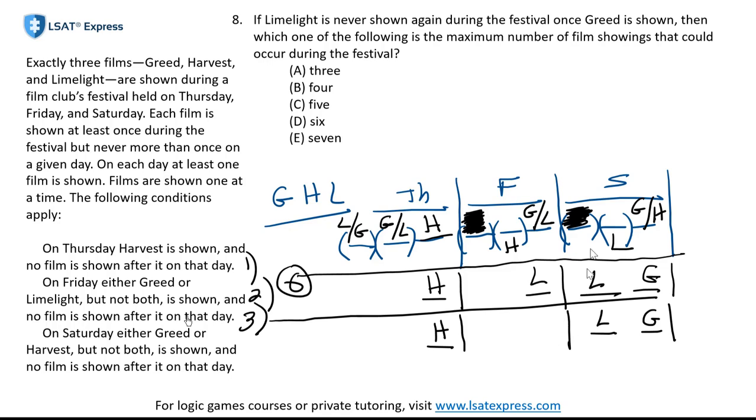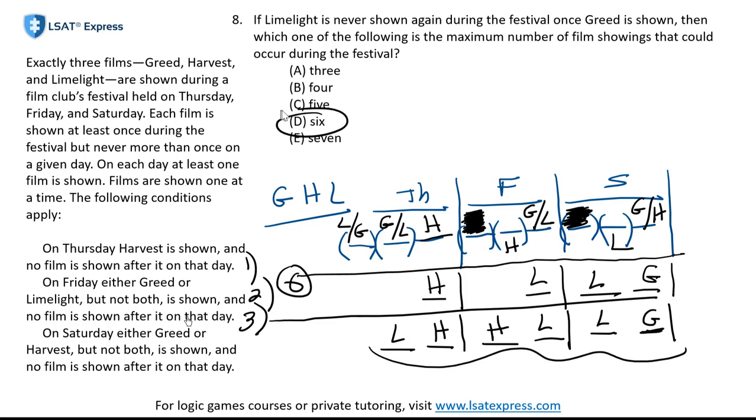I look at Friday. According to our master sketch, L could appear on Friday. Could be the last film, so we'll write it in there. I look at Friday. H could appear. Again, we want as many films as possible for this particular question. I look at Thursday. L could appear there. So as long as we place G last, you could have as many as 6 films. So answer D.